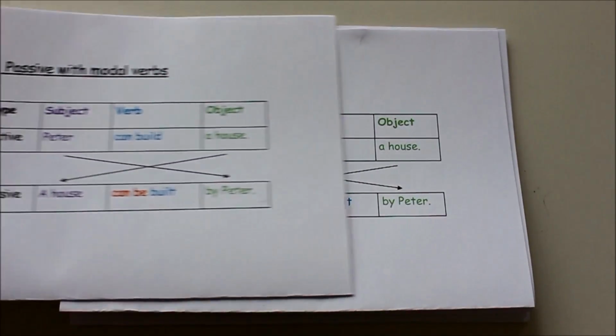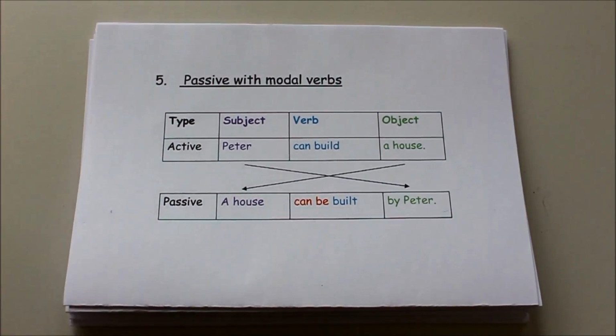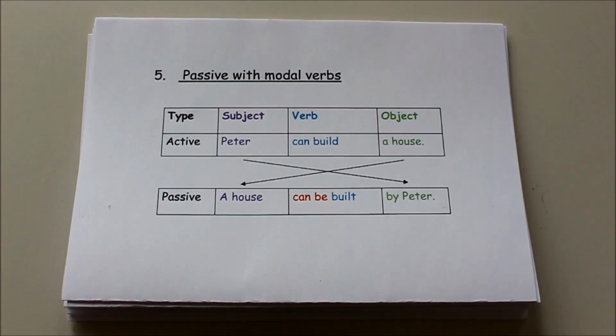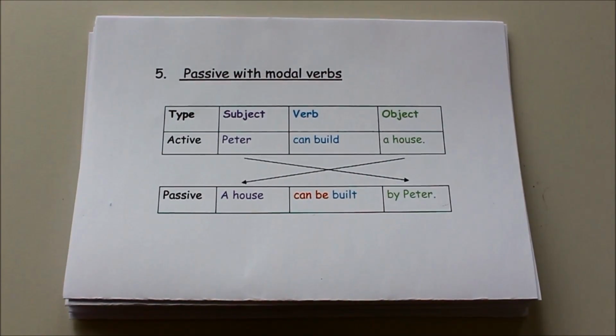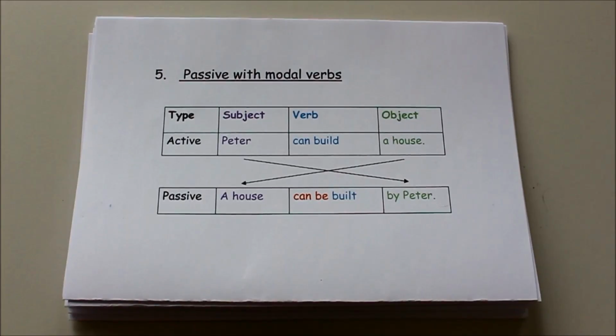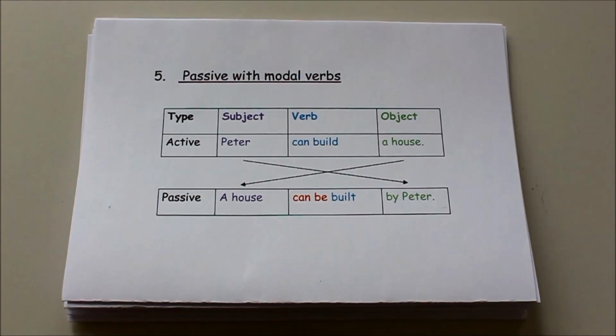Passive with modal verbs. The same rules that you know from the basic present form apply here. Peter can build a house changes to a house can be built by Peter.